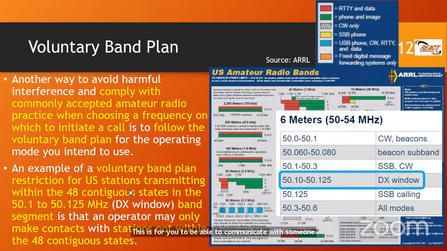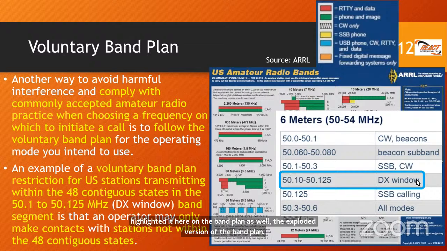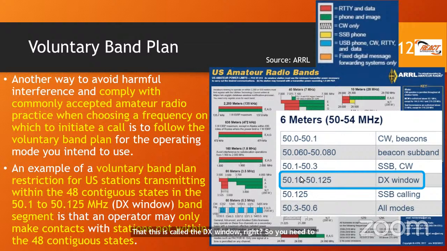And that's what this whole 48 contiguous states means: if you're transmitting within them, you should not make contact with someone that's within the 48 contiguous states. So that just means that this frequency range, and we have highlighted it here on the band plan as well, the exploded version of the band plan, is called the DX window, right? So you need to learn this frequency range when they ask you about the restriction on this frequency band and not being able to use it within the US or within the 48 contiguous states.